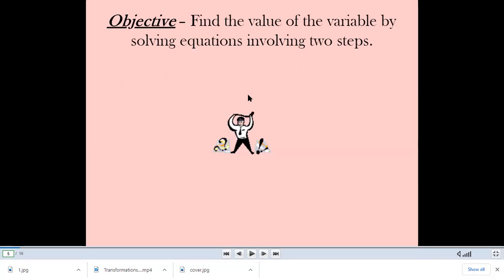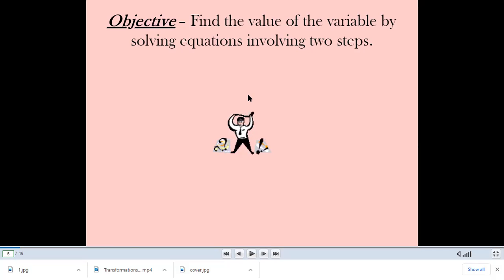Our objective for today's lesson: find the value of the variable by solving equations involving 2 steps. What is the meaning of the word variable? If you have an equation, what is the variable? It is the English letter which you have in the question. It could be x, it could be y, it could be n.